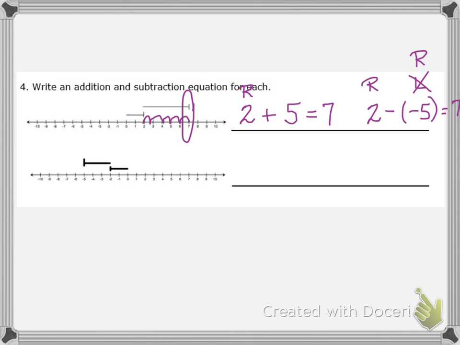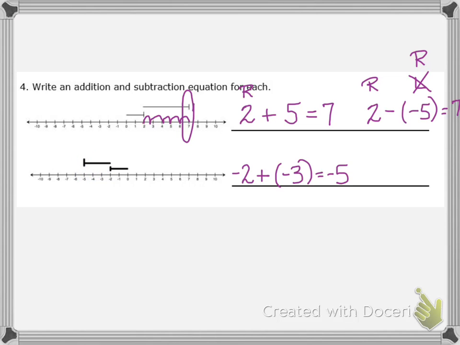Alright, with the second one, we start with 0. Our first integer goes to -2. So let's write our addition problem first. We have -2, and then we keep going to the left. So that means when we move to the left, we're going to the negative. So let's see how many we move to the left. 1, 2, and 3. So -2 plus -3 equals -5.